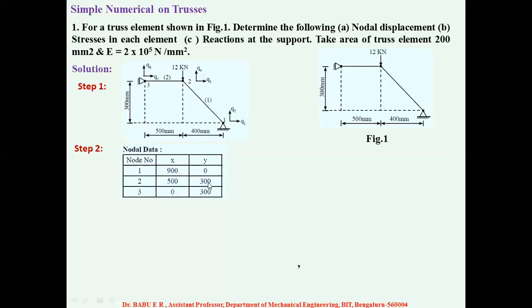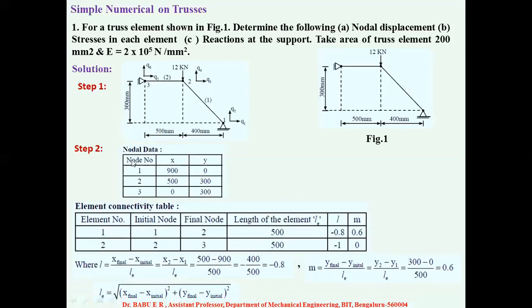So 500, 300. Similarly for node 3, the origin is over here, so the value of x is 0, the value of y is 300. So 0, 300. This is the nodal data. So as soon as you look at the node numbers, the next step is you have to represent the nodal data.